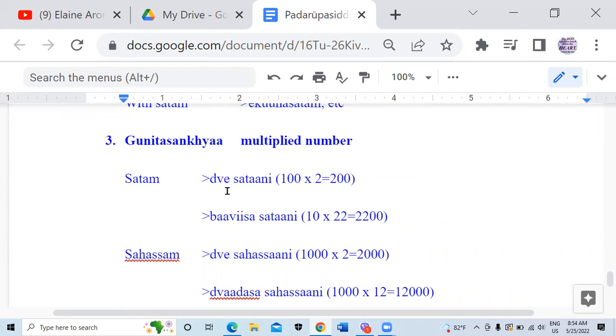Multiplying number, Gunita Sankhya. So, Dwe Satani. Satan is multiplying by two, so equal 200. Okay, so Dwe Satani, 200. Sata is like the base number. It is multiplying by two. And then here, Bhavisa Satani. So the small numbers are multiplying numbers. They are written first. And the big numbers are written later, in the second place.